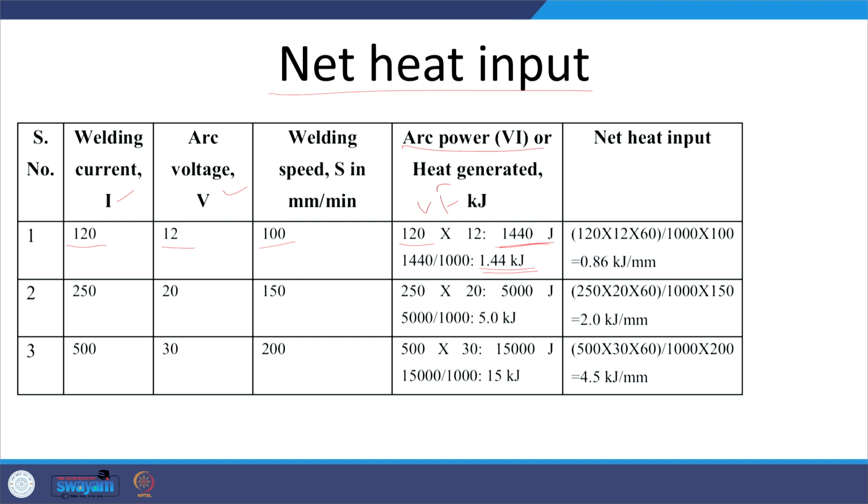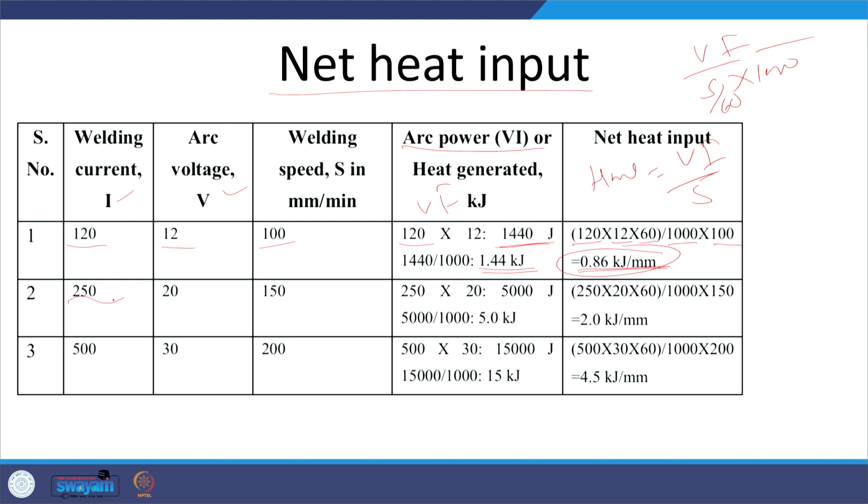If we are interested in determining the net heat input H net, then VI divided by S has to be used. Since the welding speed is in minutes, we have to use a VI by S divided by 60 into 1000 kind of formula. So, here we have 120 multiplied by 12 multiplied by 60 divided by 1000 and divided by 100. This will give us this much net heat input.